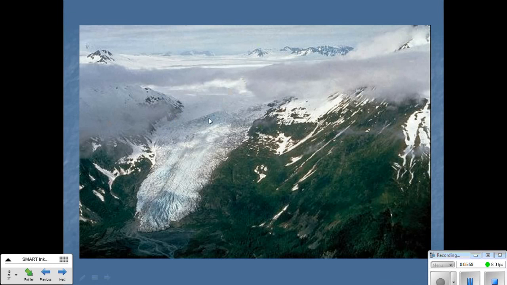So the glacier is moving down, pushing the sediment out of the way. Is that going to be physical or chemical? Hopefully, you're saying physical because I said it's pushing it out of the way. It's not changing the composition at all.